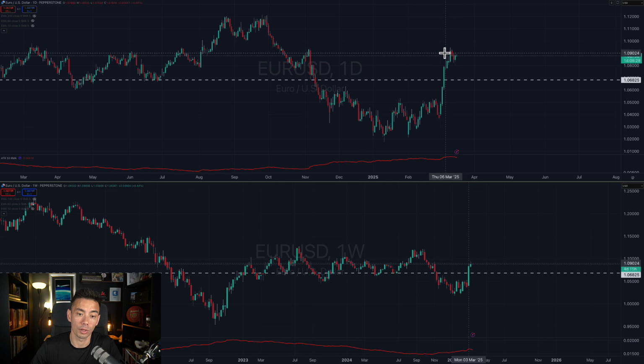Now, last week, unfortunately, the markets went sideways, so we didn't have an opportunity to do that. But if the markets were to sell off and pull back to, let's say, around the 1.0687, then we would be looking to become buyers from that level.